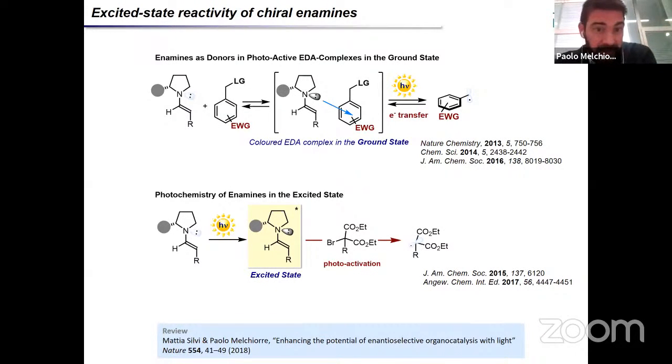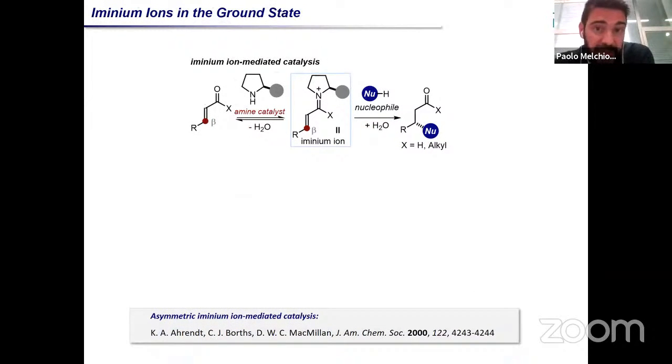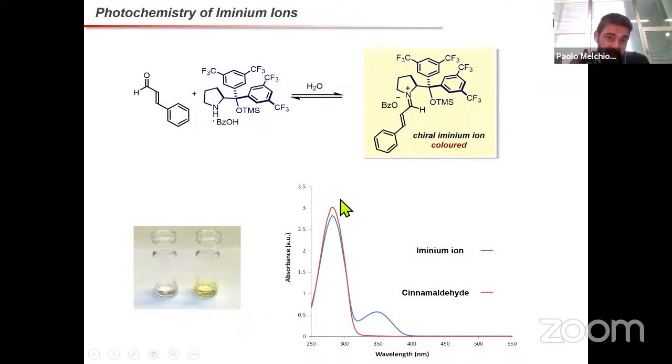Okay. The next target was to study the possibility of using iminium ions in the excited state. Iminium ion is the other very general activation mode in organocatalysis that is characterized by a strong electrophilicity. And this electrophilicity can be used to trap different nucleophiles to forge a beta stereocenter. What we learned, however, again by experimental observation, is that when you mix together classical substrates for iminium ion formation, such as cinnamaldehyde and this commercially available catalyst, colorless substrates turn to a bright yellow coloration. Why? Because the iminium ion can indeed absorb in the visible region.